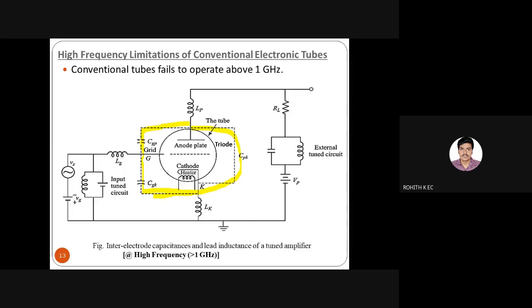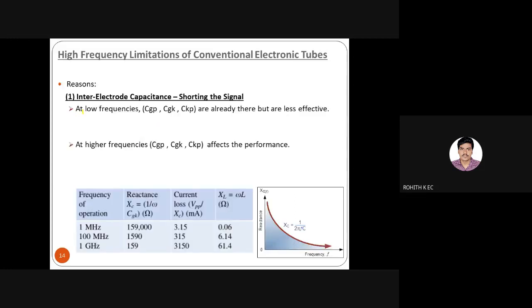So these capacitances will pose a massive challenge when the input frequency is particularly greater than 1 gigahertz. Similarly, whenever we connect wire to these devices, the looping of the wire creates inductance across each of the terminals, and these inductances also pose a massive challenge. We had understood the working of each of these limitations in detail.